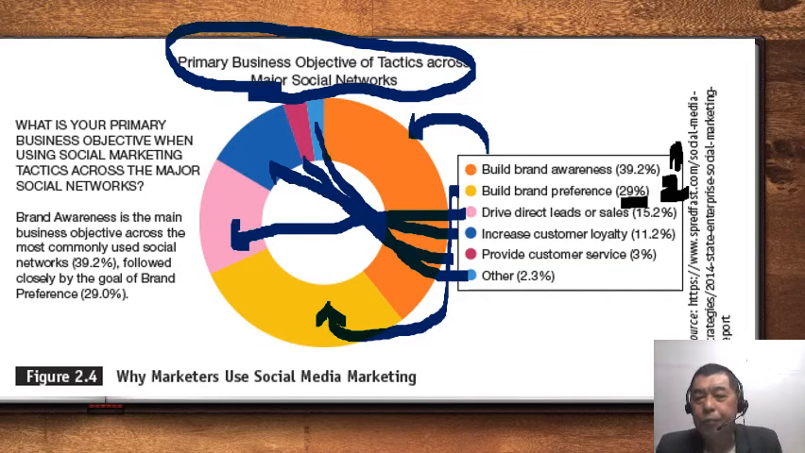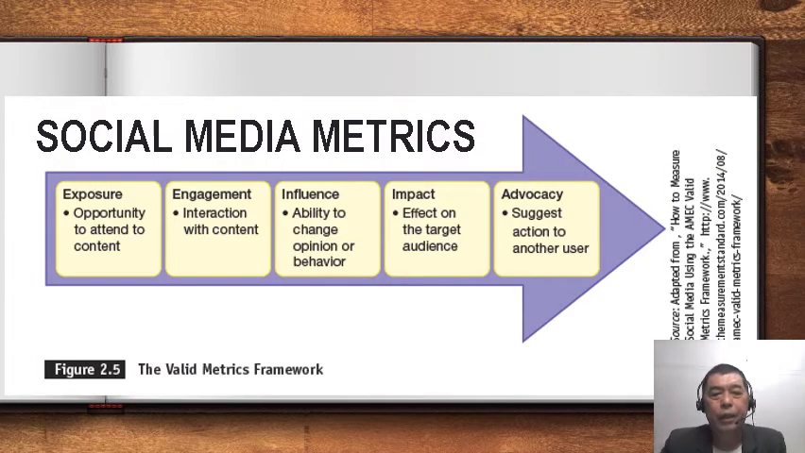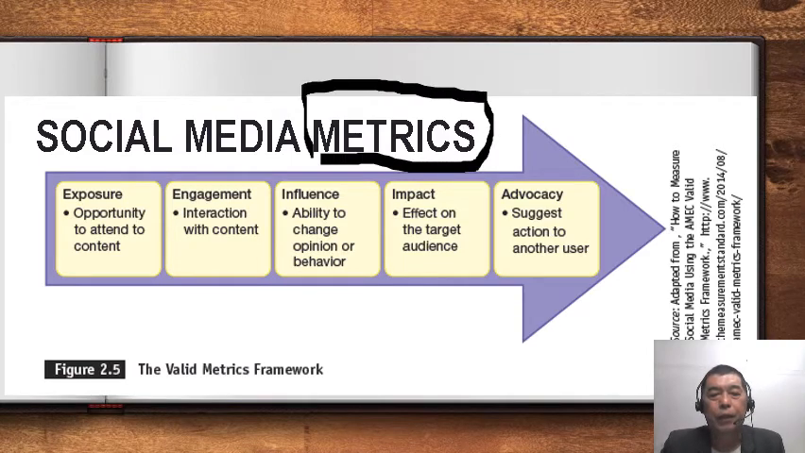Okay? All right. So there are metrics for social media. What are these? Exposure, engagement, influence, impact, and advocacy.